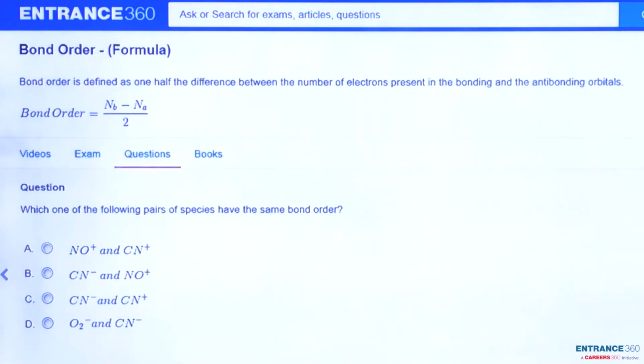From the first option we can see NO plus and CN plus, followed by CN minus and NO plus, and so on. We have to find which option has the same bond order for both species. To solve this question, we will use the concept of molecular orbital theory to calculate the bond order of the molecule. So now let's proceed to the concepts.